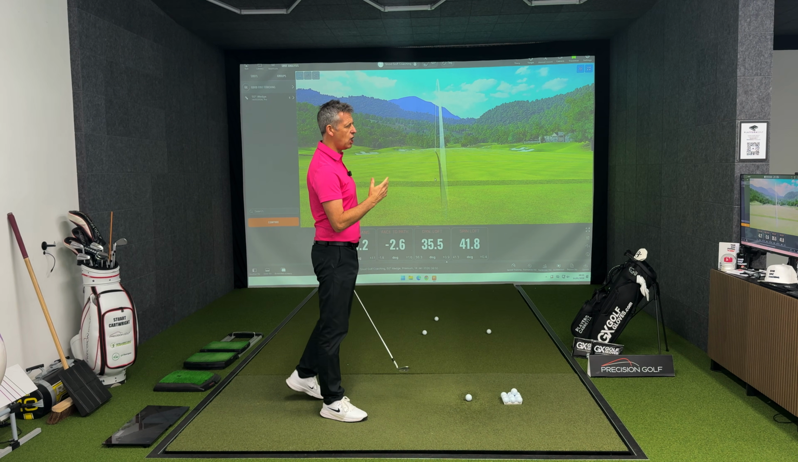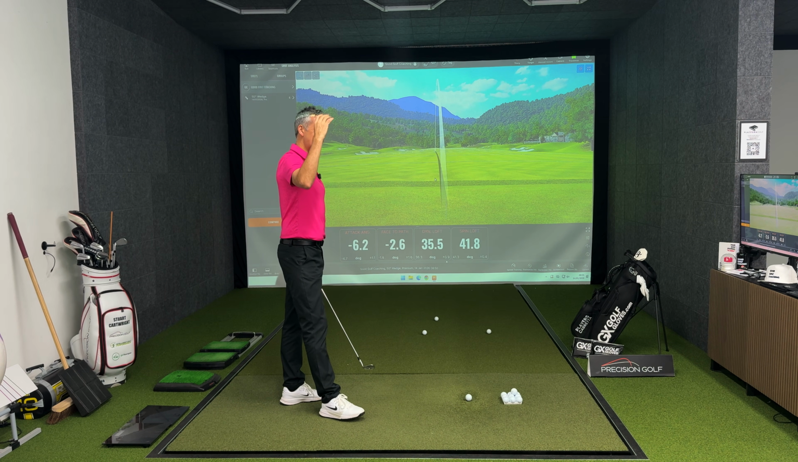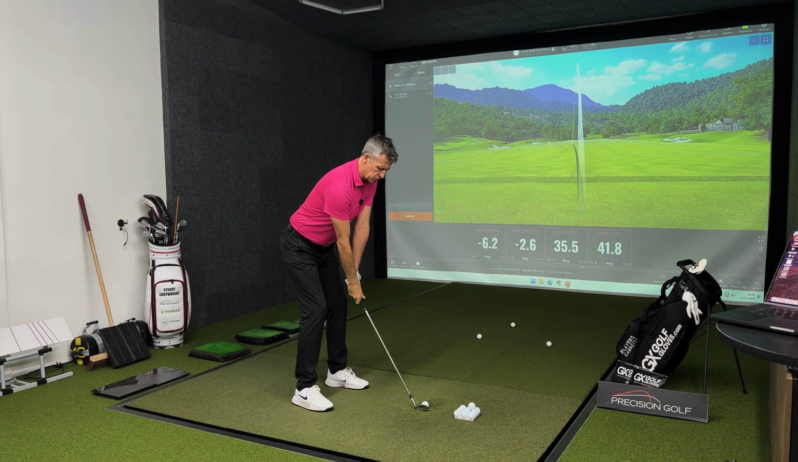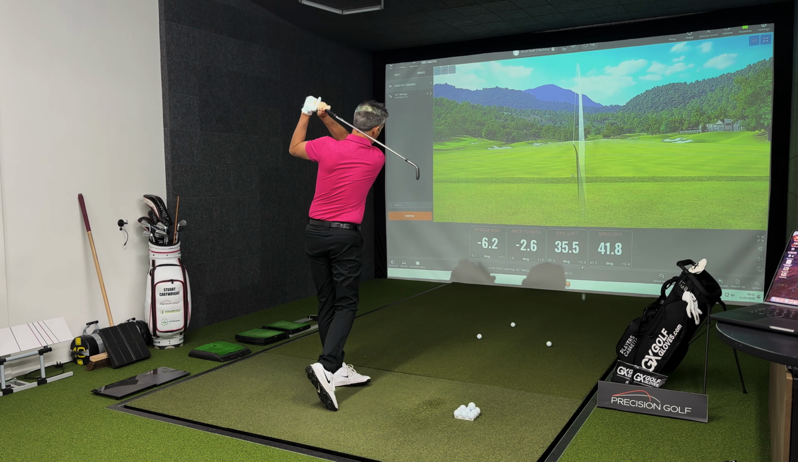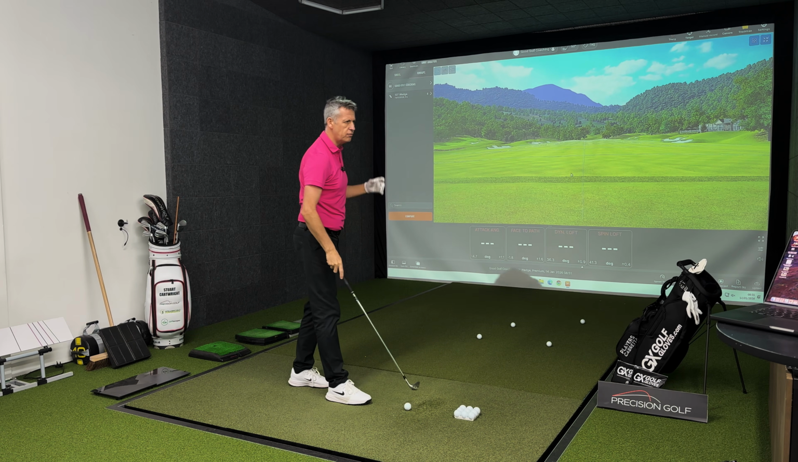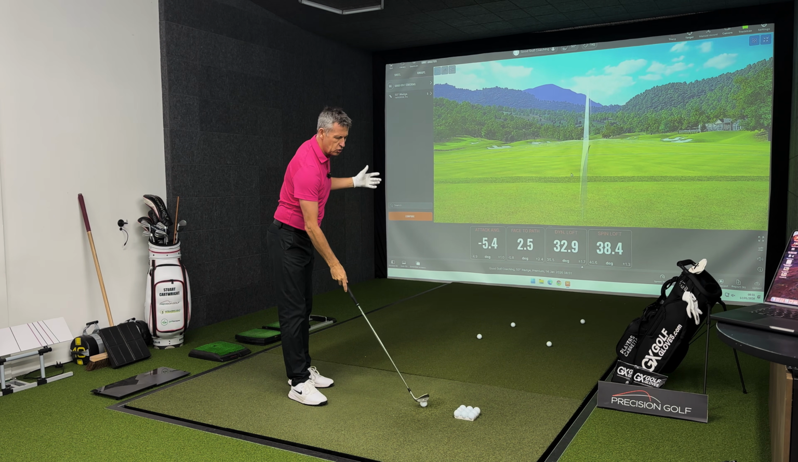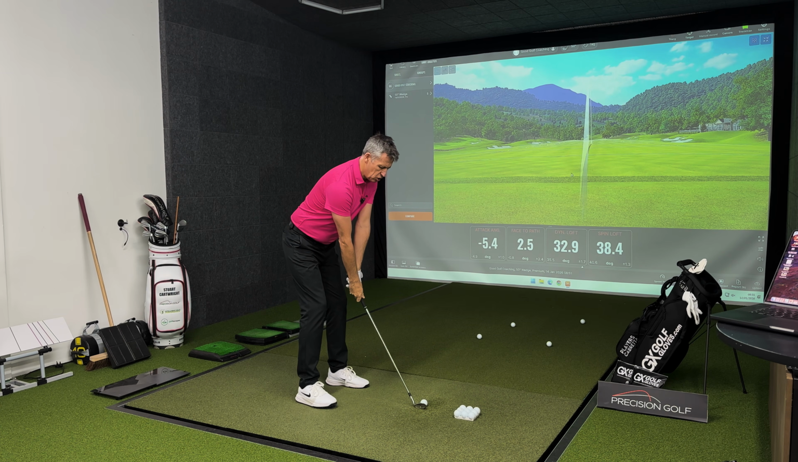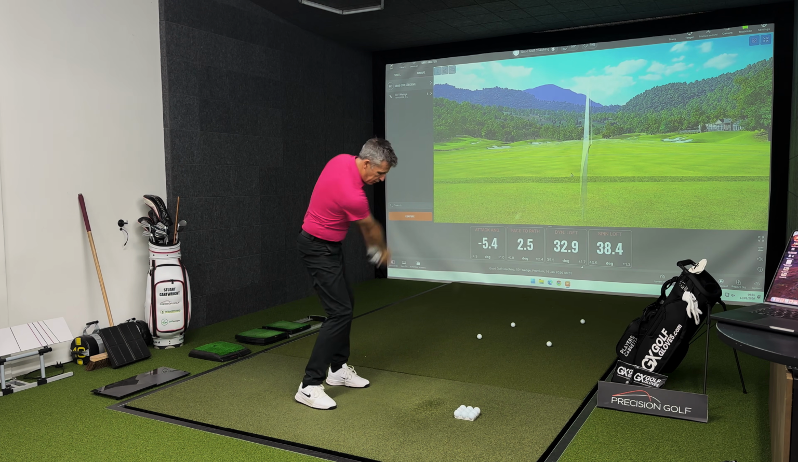So once you know that dynamic loft is king for you being able to make a swing, and no matter how fast or slow you're swinging the golf club, the dynamic loft that you're producing is the same, all of a sudden you become quite a good wedge player.